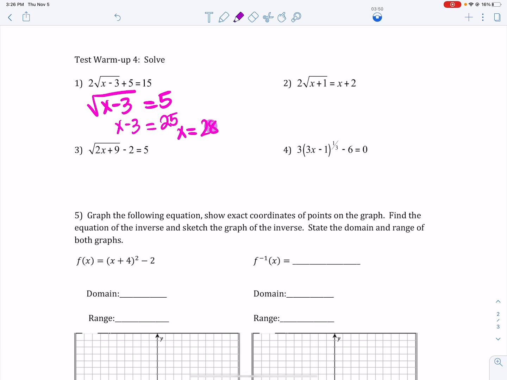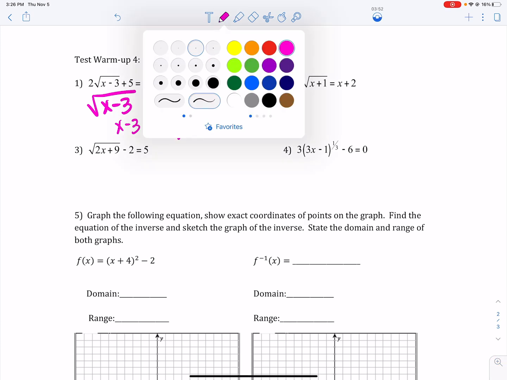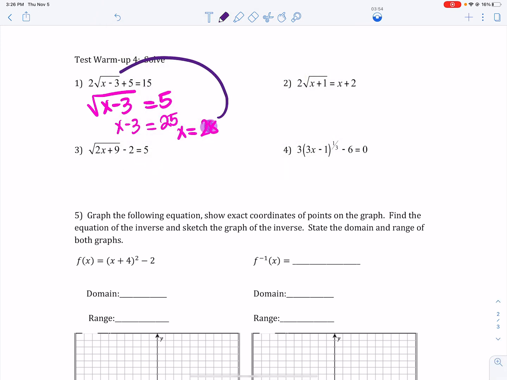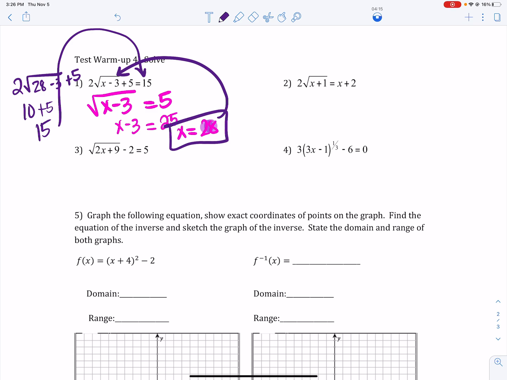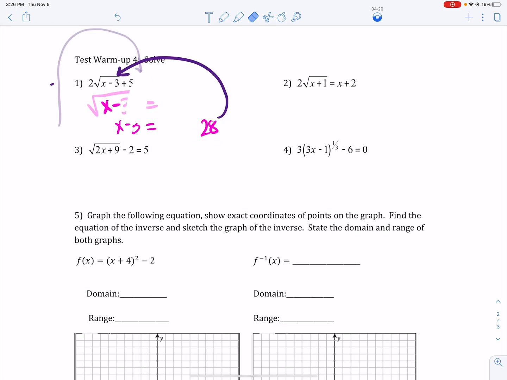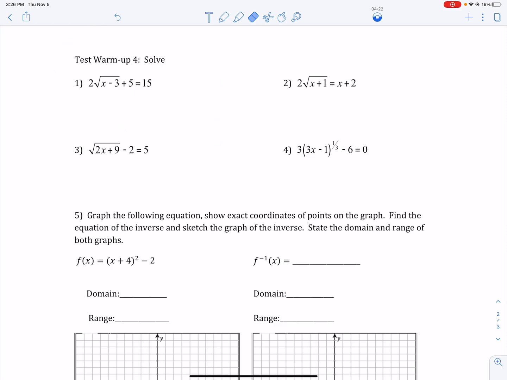You must take this answer and you must put it back up here because it was a square root and you must check to see that it works. So that would be 28 minus 3 plus 5. So that's 25. The square root of that is 5. 5 times 2 is 10. 10 plus 5 is 15, which is what I started with. So 28 is my correct answer. It is not extraneous.